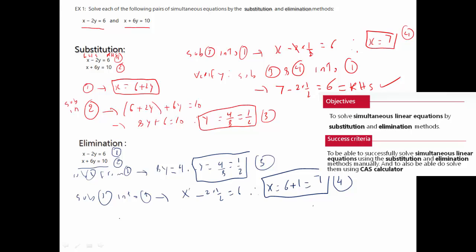Now verify, substitute 3 and 4 into 1. You can substitute into either. That gives us, for the right hand side, this is the right hand side.